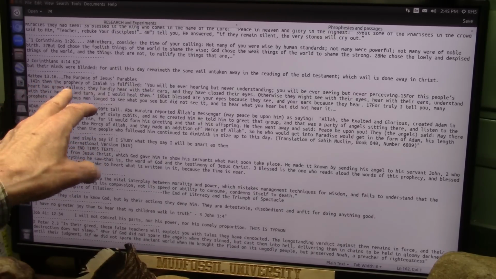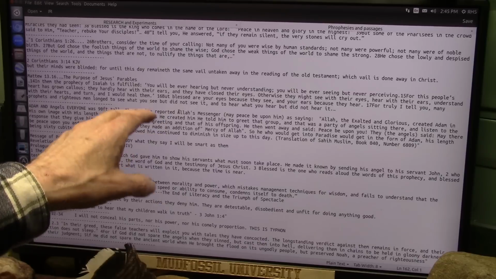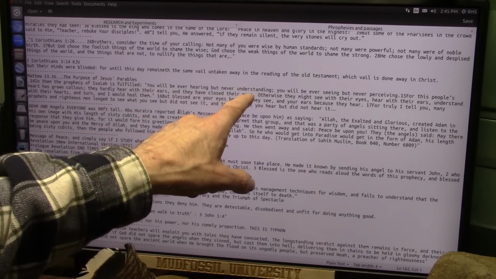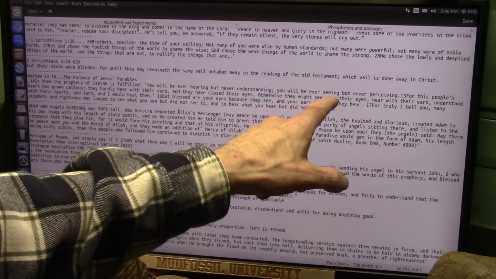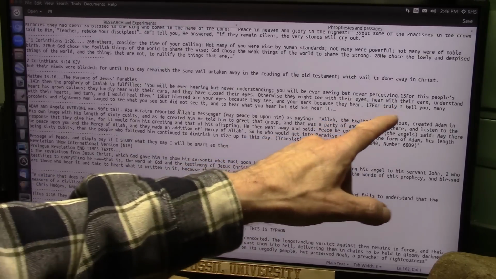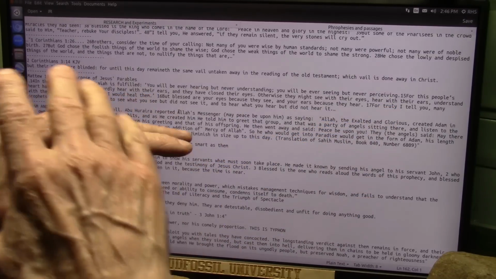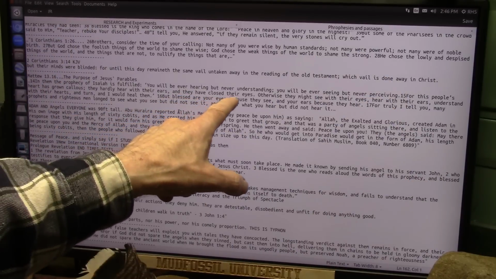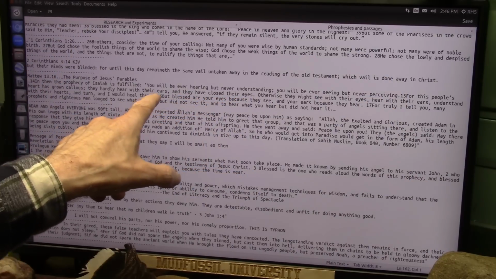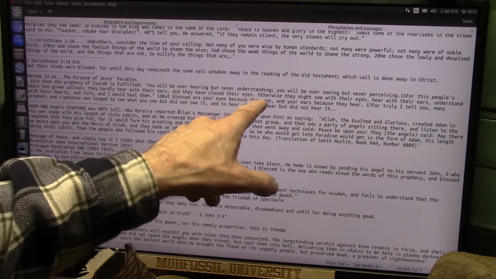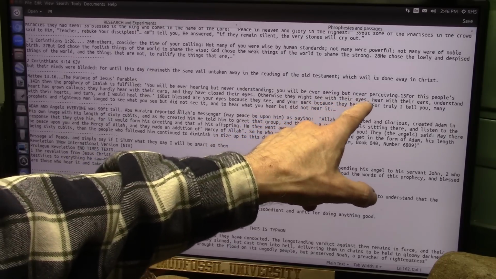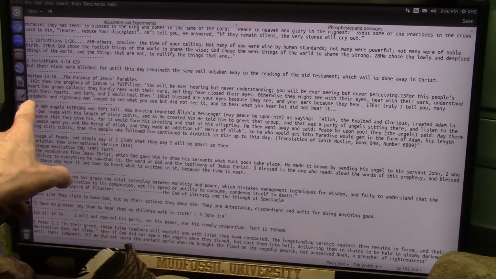Matthew 13:14-16. In them the prophecy of Isaiah is fulfilled. You will be ever hearing, but never understanding. You will be ever seeing, but never perceiving. For this people's heart has grown callous. They hardly hear with their ears, and they have closed their eyes. Otherwise, they might see with their eyes, hear with their ears, and understand with their hearts.